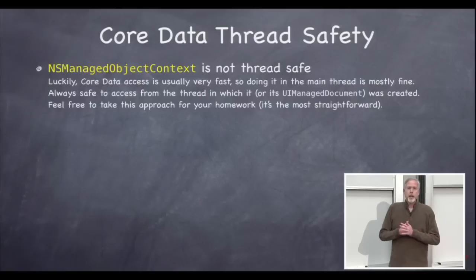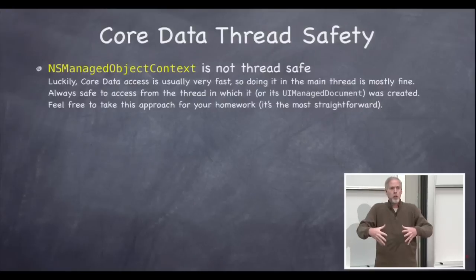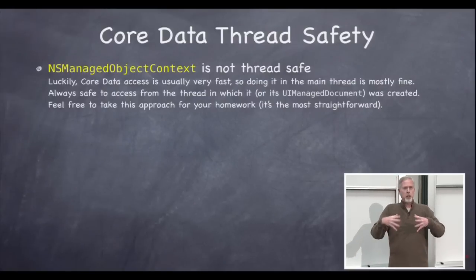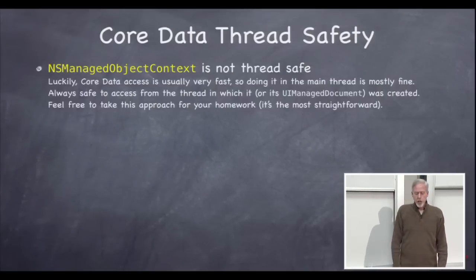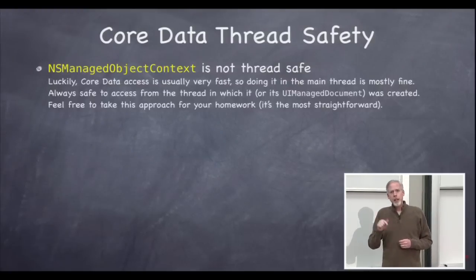All right, so Core Data thread safety. Okay, here's the deal on Core Data. NSManagedObjectContext, which you'll remember, is your portal. You need that thing to get at all your Core Data in your database. That's the fulcrum upon which everything in Core Data turns, and it is not thread safe. So you can only access an NSManagedObjectContext in the thread that created it.